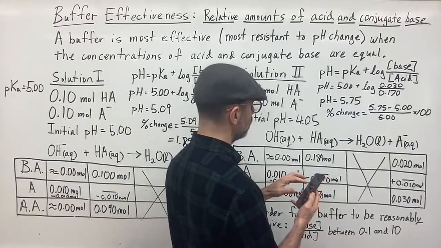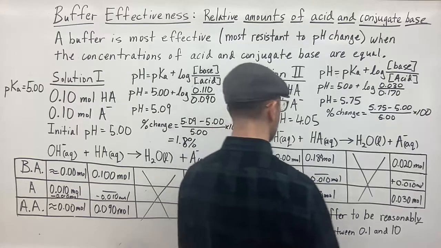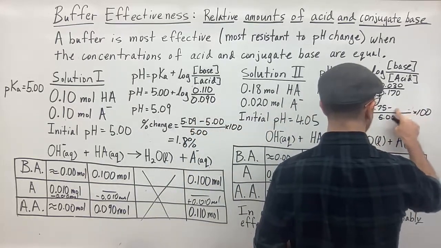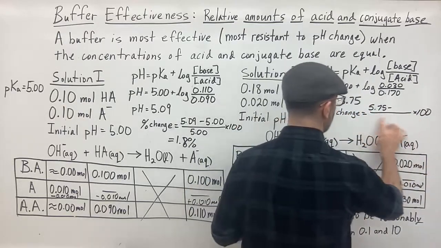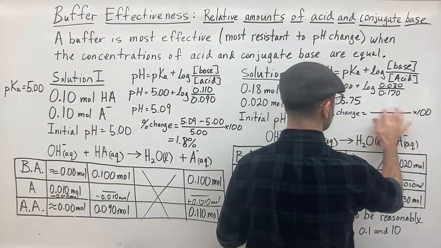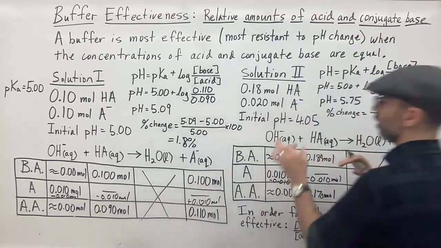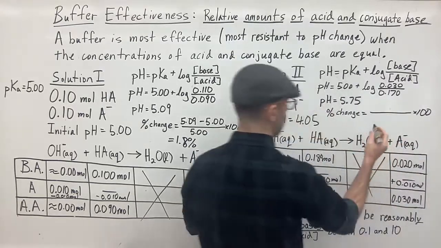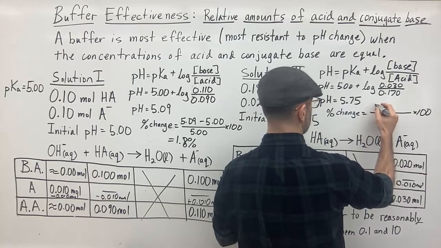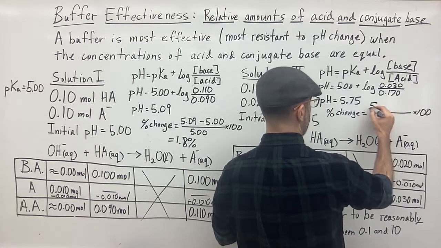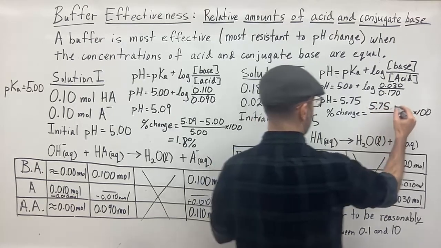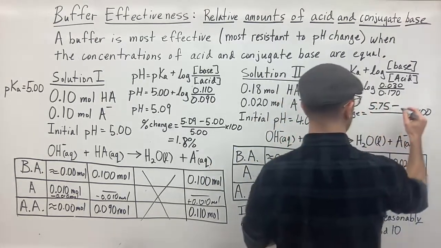Oh, give me a second. No, sorry, wrong thing. Not 5. My bad. 5 is the pKa. The change, sorry, our initial pH is 4.05. My bad. So 4.5, so it's going to be 5.